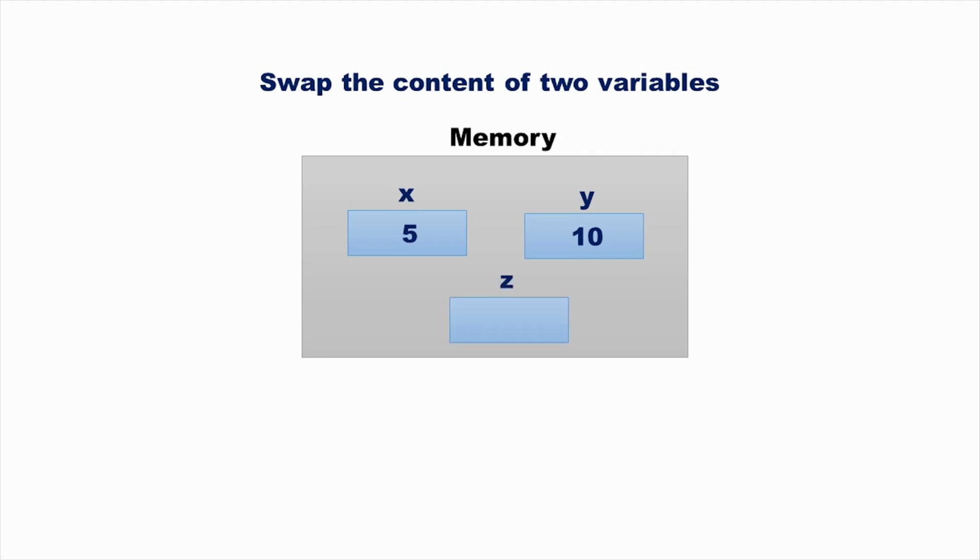In order to achieve this, we need to take a third variable, let us say z. First copy the content of x to z. Now z becomes 5. Next copy the content of y to x. That means x now becomes 10. Then copy the value of z to y. Y becomes 5. Now x is 10 and y is 5. That means the values of x and y are interchanged.